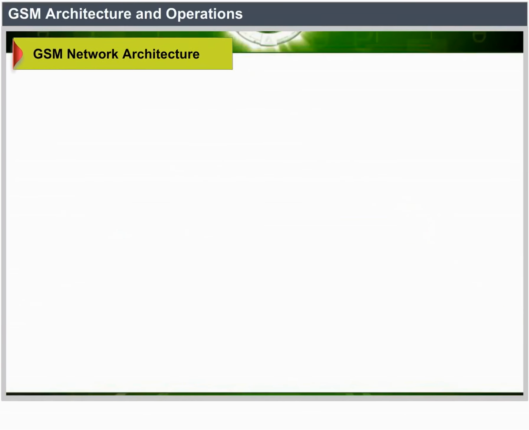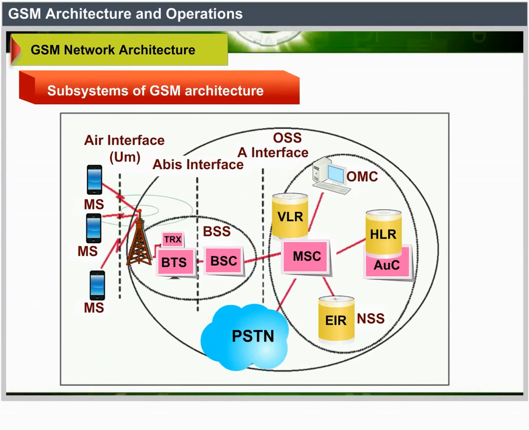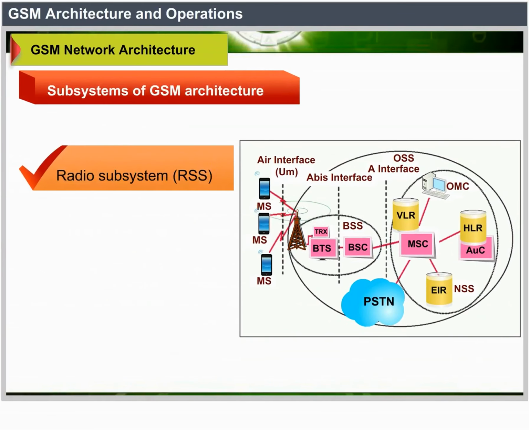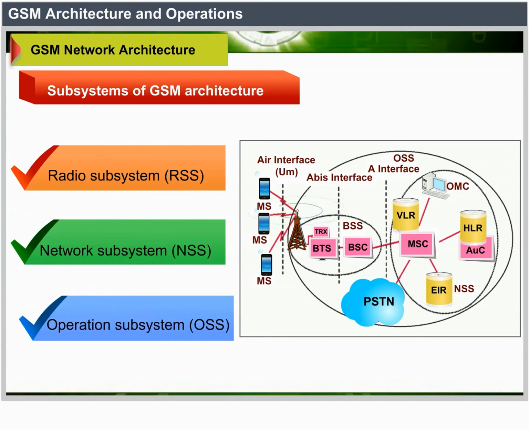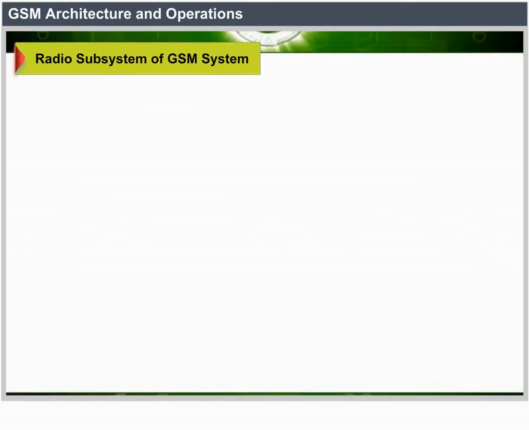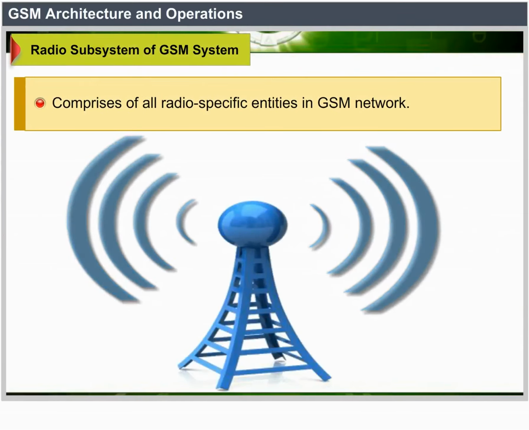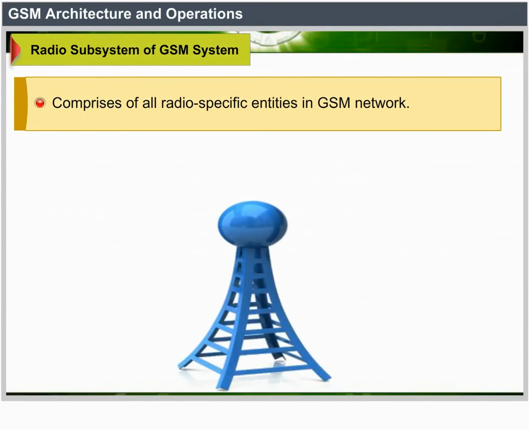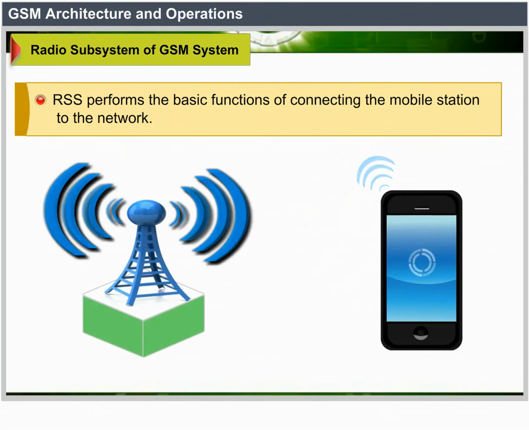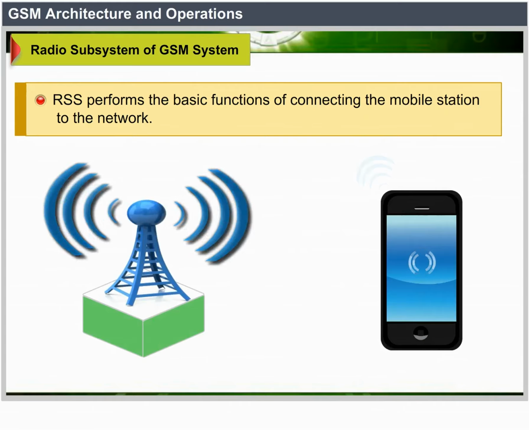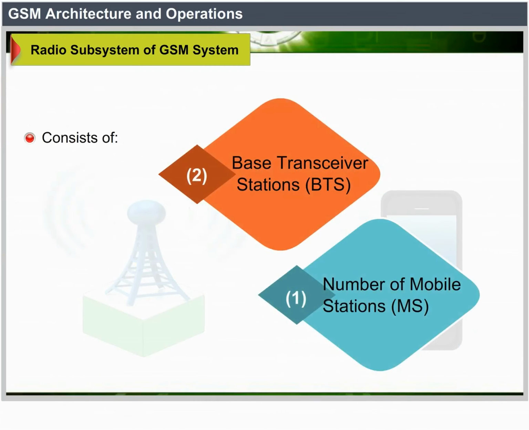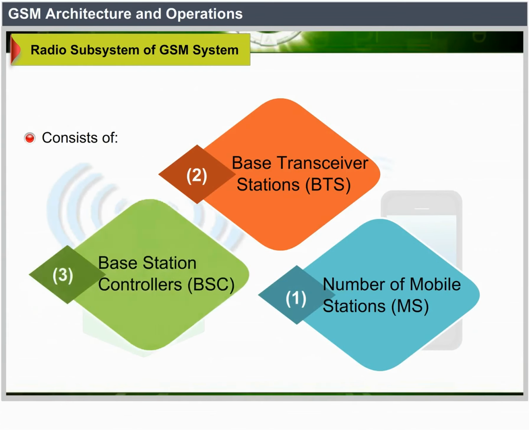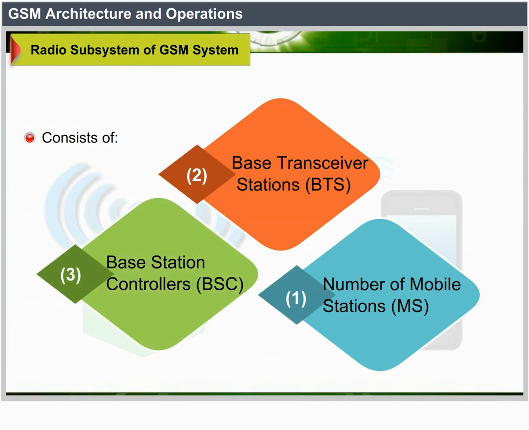GSM network architecture. Subsystems of GSM architecture: radio subsystem RSS, network subsystem NSS, operation subsystem OSS. Radio subsystem of GSM system comprises all radio-specific entities in the GSM network. RSS performs the basic functions of connecting the mobile station to the network. It consists of a number of mobile stations MS, base transceiver stations BTS, and base station controllers BSC.